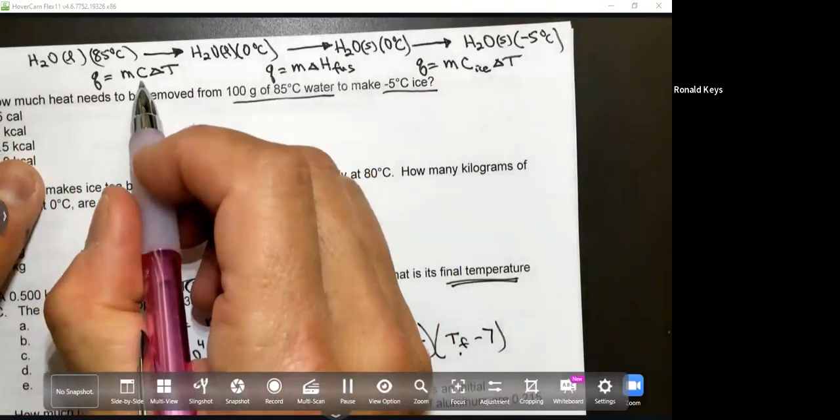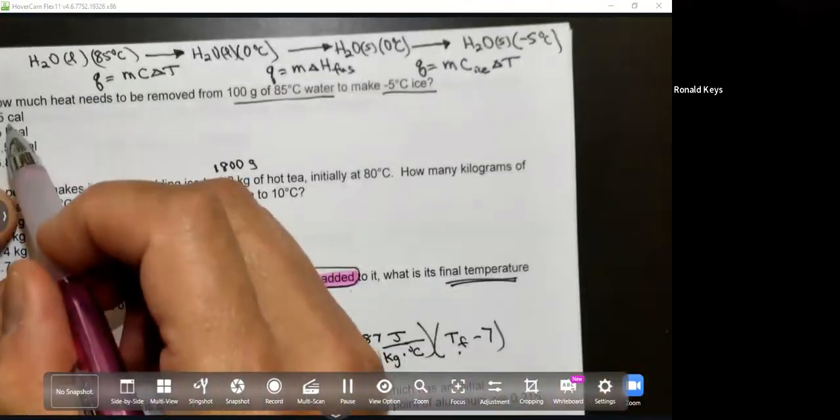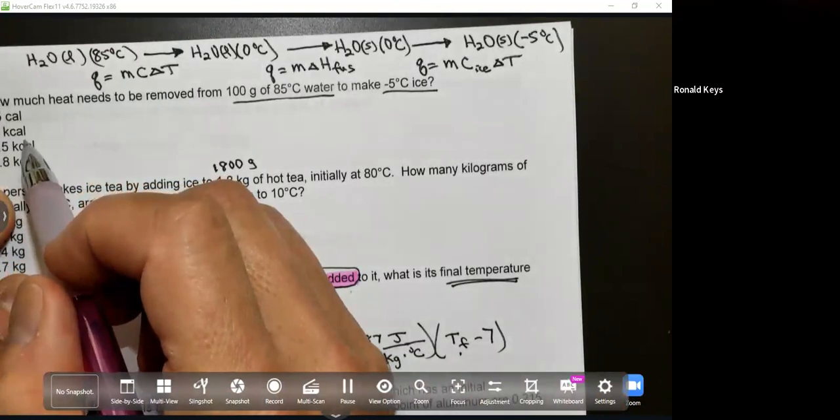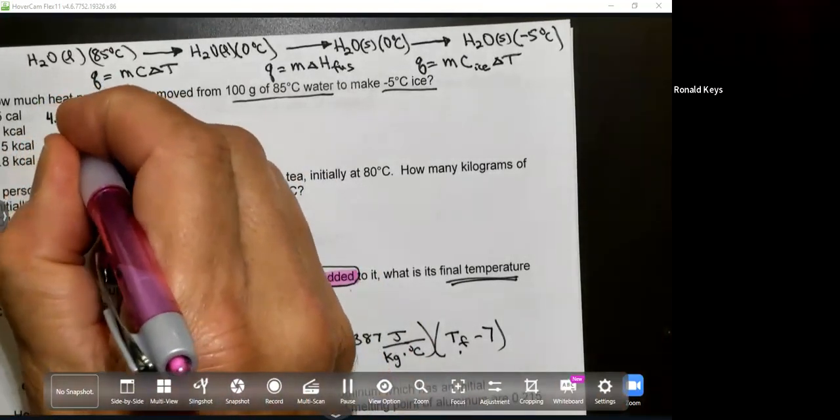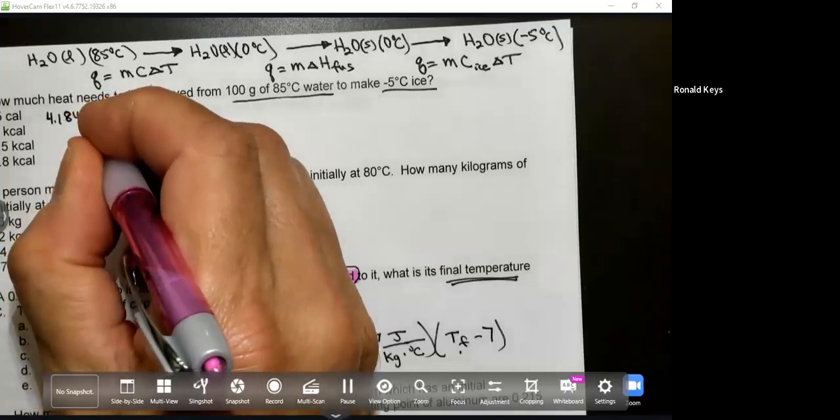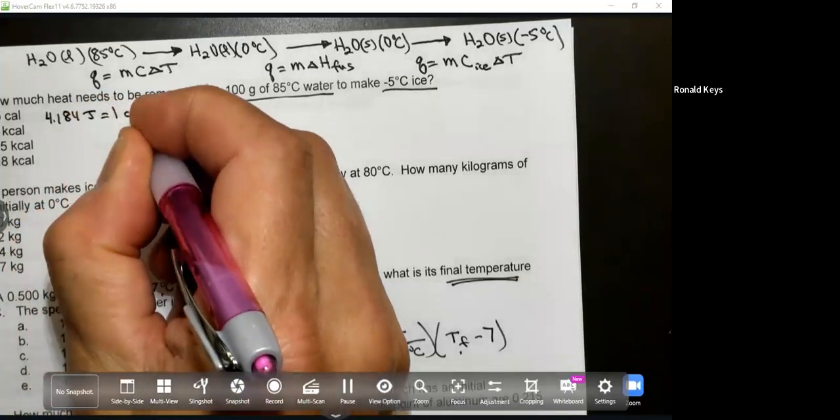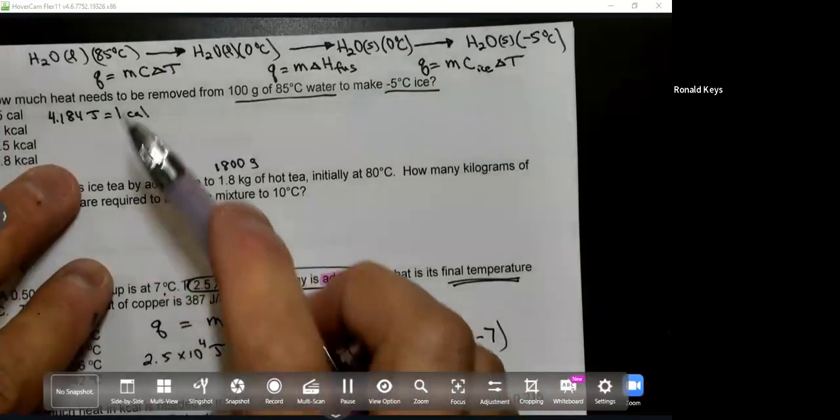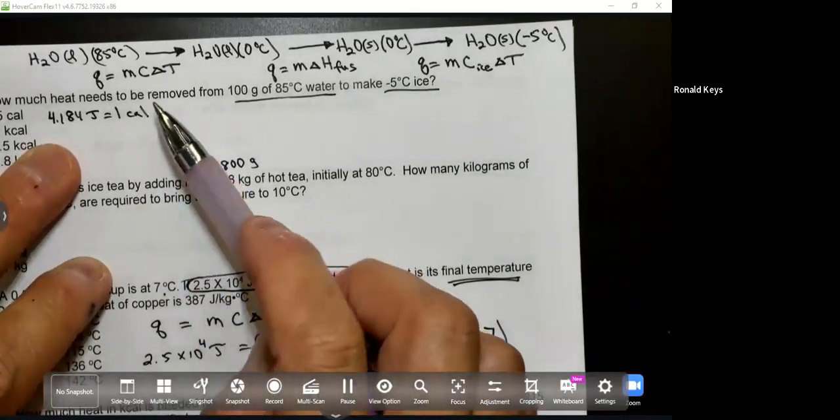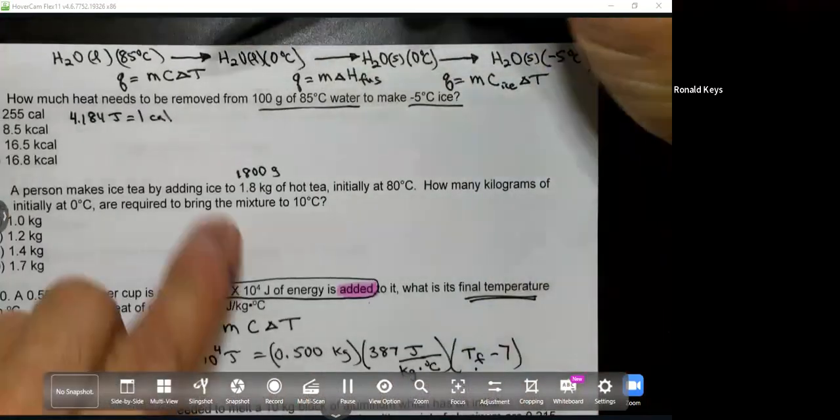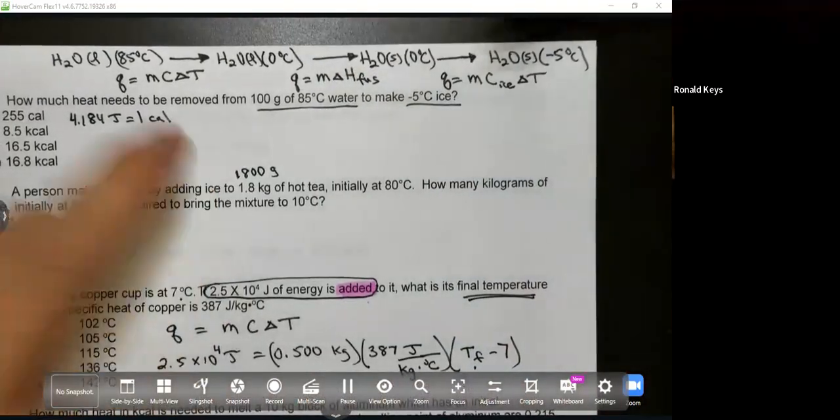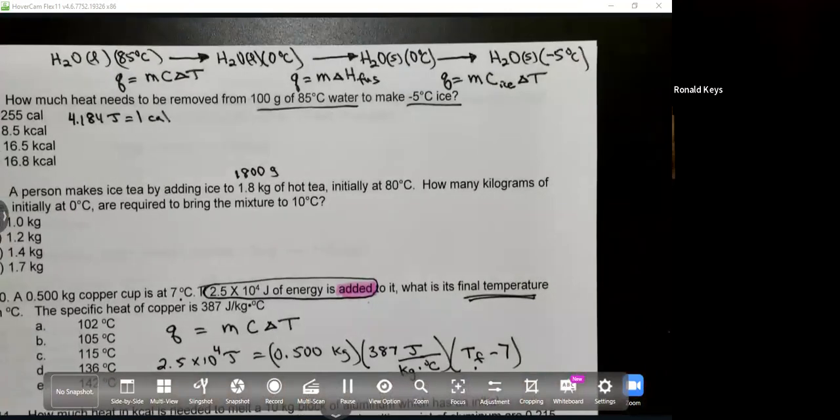Here, this looks like it's in kilocalories. You can always convert at the end. 4.184 joules equals 1 calorie. So it depends on what you use for c. You might do that conversion at the end. So you have to calculate these 3, add them up. Should do it.